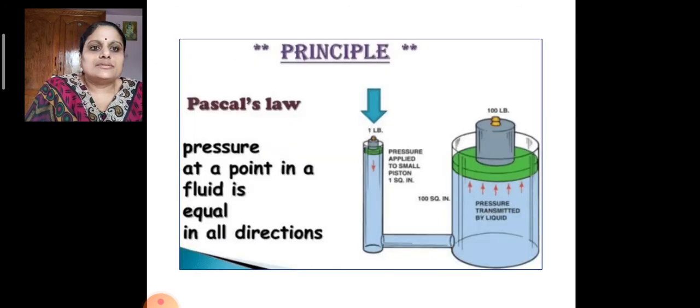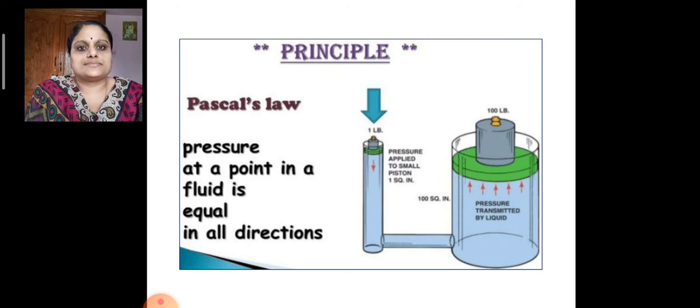So from the figure, if you apply a force as shown by the arrow in the bottle, which is connected to a smaller bottle, the pressure will be transmitted through the fluid and the lid will be lifted a little bit upwards. That is, according to Pascal's law, pressure at a point in a fluid is equal in all directions.